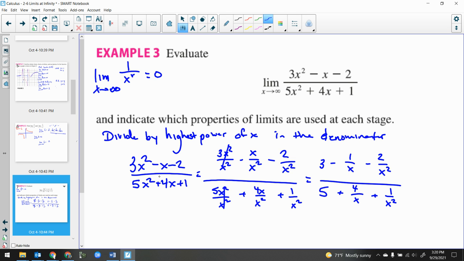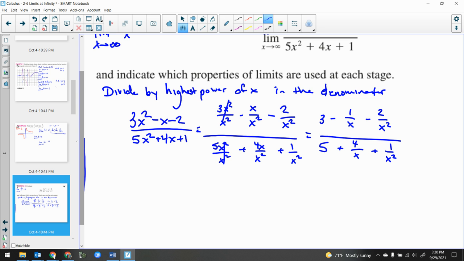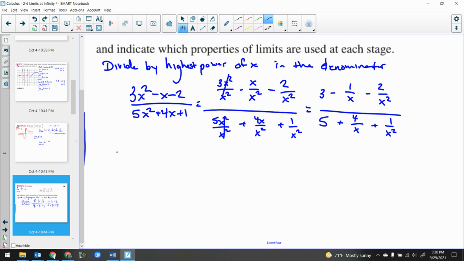Why can I do this? Guys, understand that all I'm doing here is dividing top to bottom. I'm basically multiplying numerator and denominator by 1 over x squared, so it's essentially just multiplying this thing by 1. I'm just manipulating what it looks like, so I'm not really changing the value. But now let's calculate the limit as x goes to infinity of this thing.